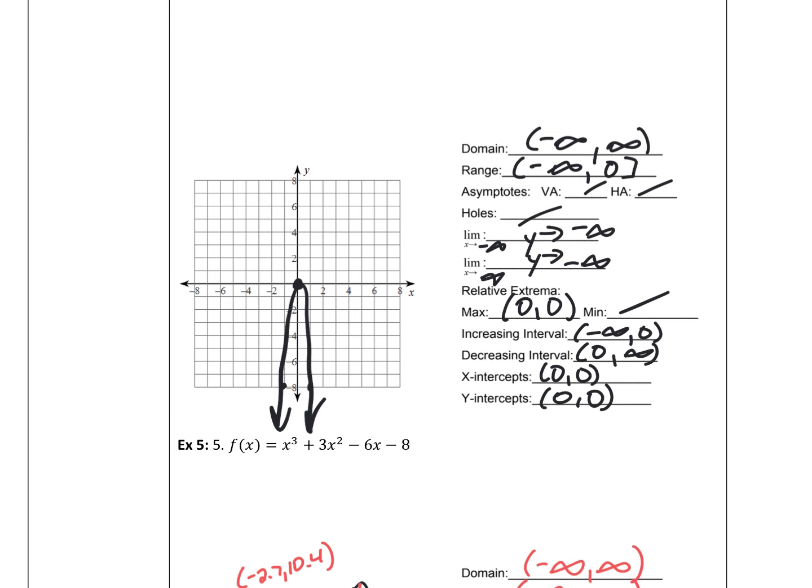Limits both went to negative infinity. The max was 0, 0. So were the x and y intercepts. We increased from negative infinity to 0, and we decreased from 0 to infinity.